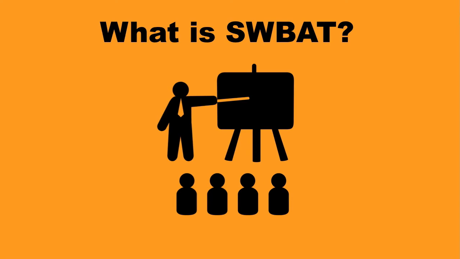So if you're a teacher, you might have heard this word SWBAT, which is actually an acronym. It stands for Students Will Be Able To. And the idea of using a SWBAT, a lesson objective that begins with students will be able to, is to encourage teachers to focus on not what they're going to do with a long list of activities during class, but instead, what will the students be able to do at the end of the lesson?